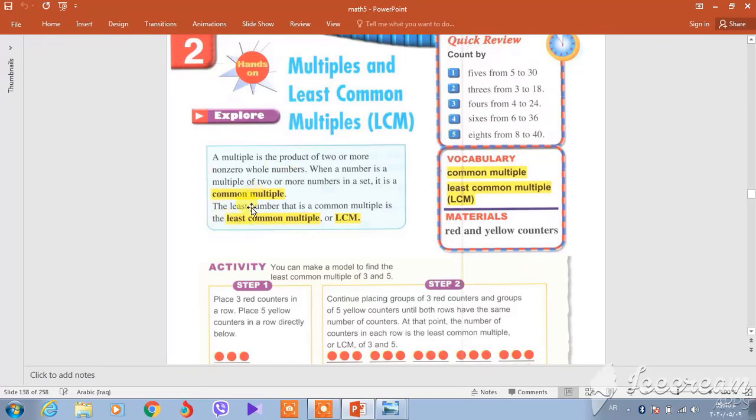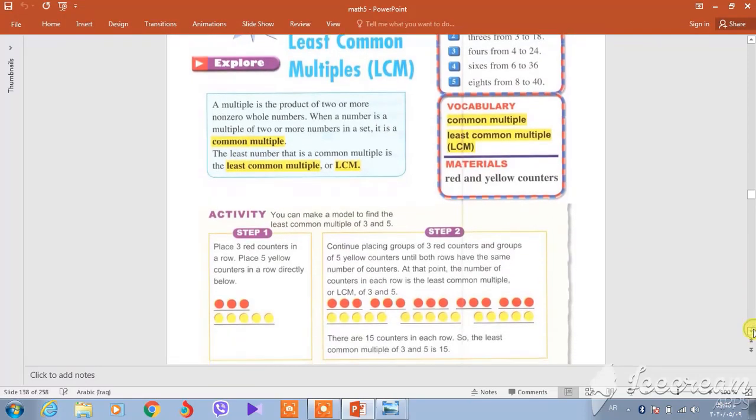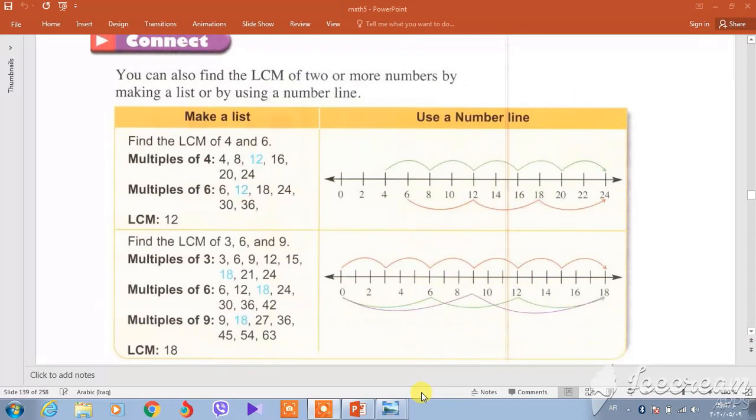multiple. For example, in this example we have 4 and 6. I say find the LCM, it means least common multiple of 4 and 6. The first time we need to find the multiples, after that find the least common multiple.